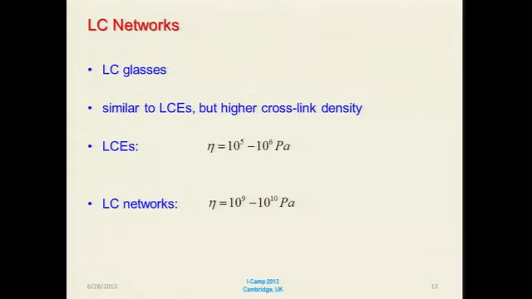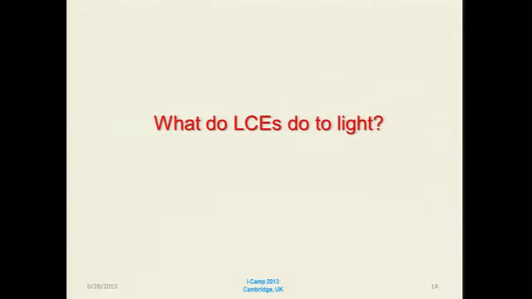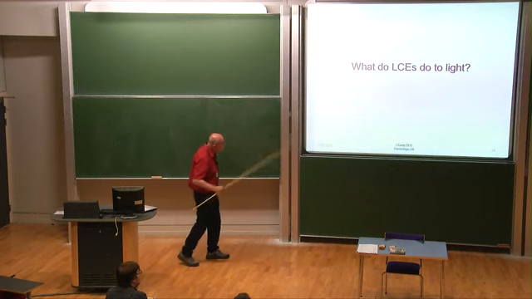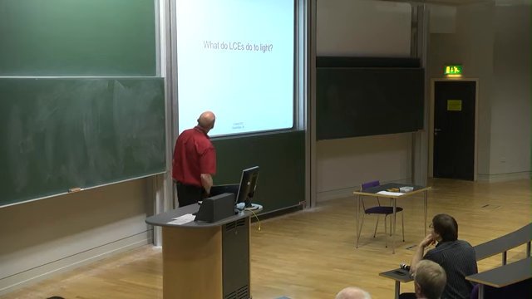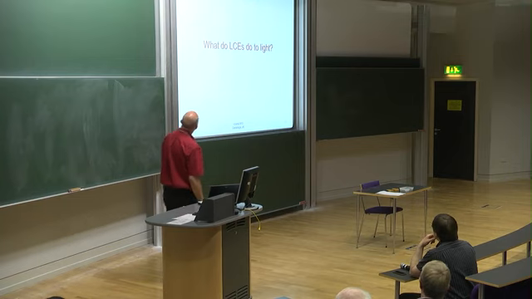Now, in addition to elastomers, I want to talk about glasses, which are essentially very similar to elastomers, but have a higher crosslink density by a really significant factor, as we heard already. So the main difference is very high crosslink density and consequently very high modulus. Okay, so that's kind of background. Now, what do LCs do to light? So that's the first of the two topics I want to talk about.